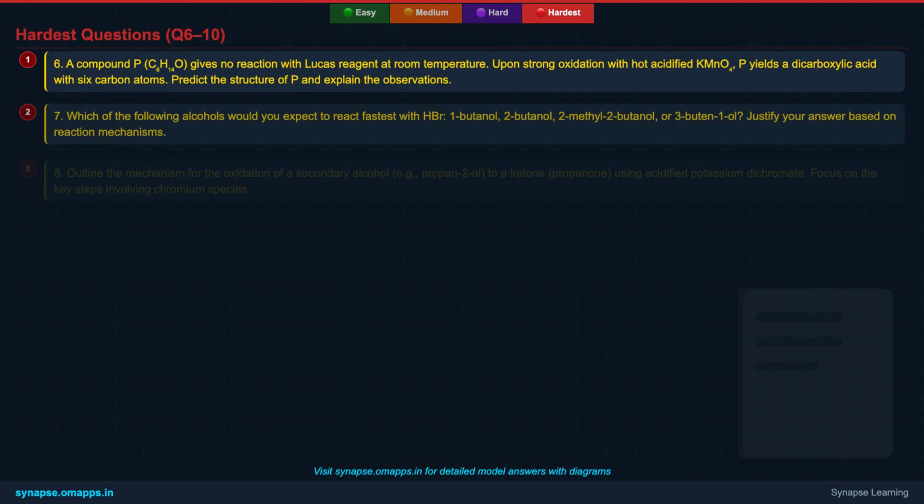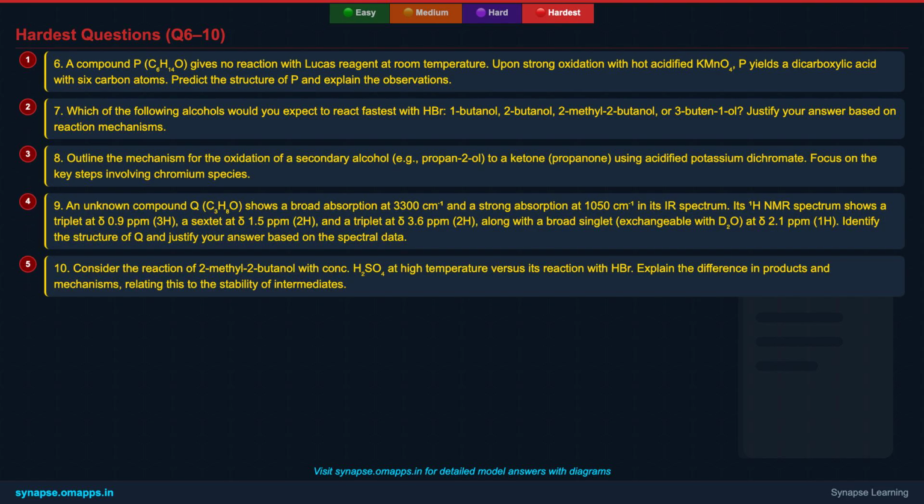And here are questions 6 through 10 to complete your hardest level challenge. These questions demand a comprehensive grasp of alcohol chemistry, including advanced mechanisms, spectroscopic interpretation, and synthetic strategy. Push your limits, analyze each scenario thoroughly, and articulate your reasoning clearly. Mastering these will significantly boost your advanced preparedness.